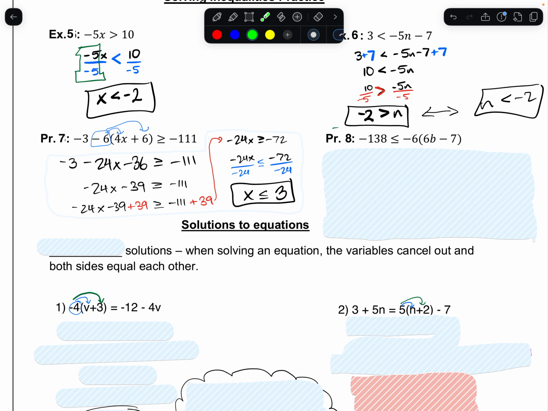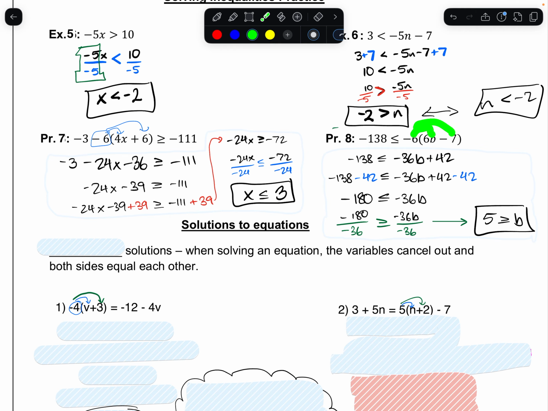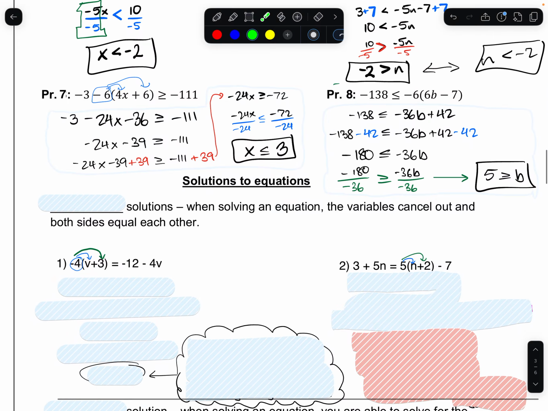Let's practice problem 8. Again, distribute first. After that, we can undo this addition here by subtracting 42 from both sides. Combine your like terms there. And then again, we're dividing by a negative, so the less than or equal to switches direction. We're left with 5 is greater than or equal to b, or b is less than or equal to 5.